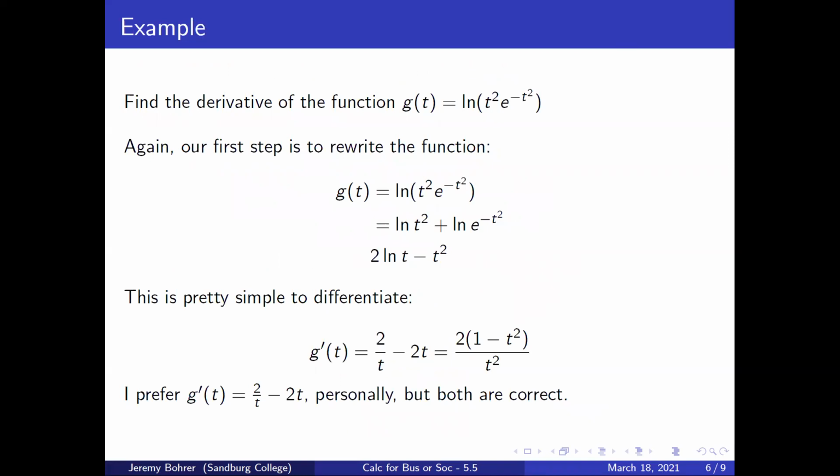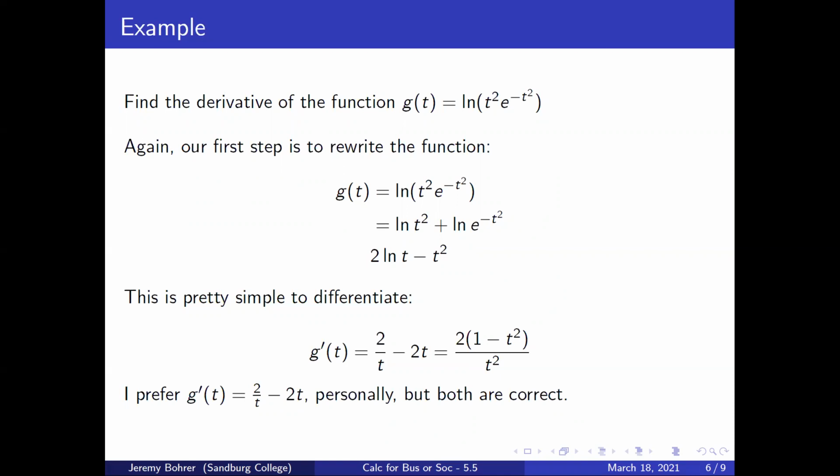Find the derivative of the function g of t equals the natural log of t squared times e to the negative t squared. Again, our first step is to rewrite the function. G of t equals the natural log of t squared times e to the negative t squared is equal to the natural log of t squared plus the natural log of e to the negative t squared, which is equal to 2 times the natural log of t minus t squared. This is pretty simple to differentiate.